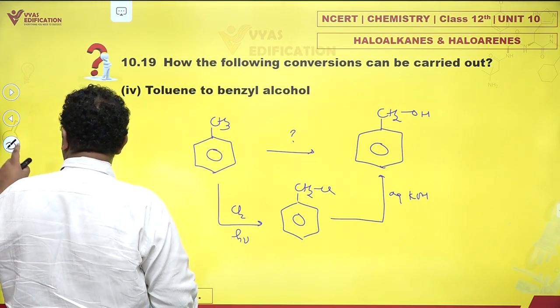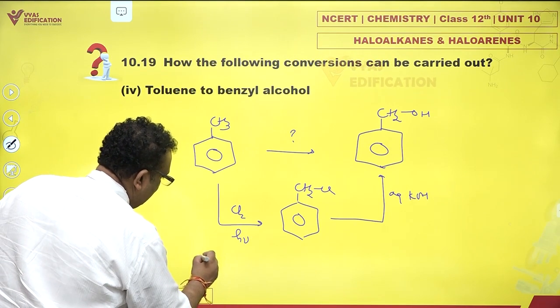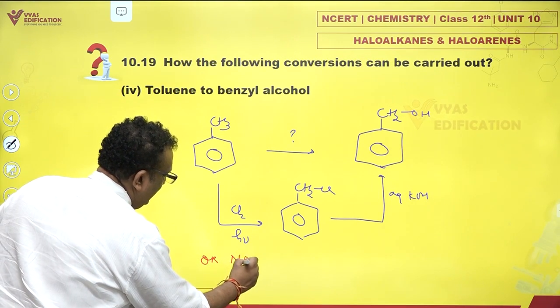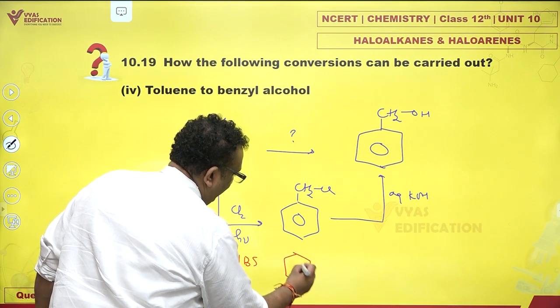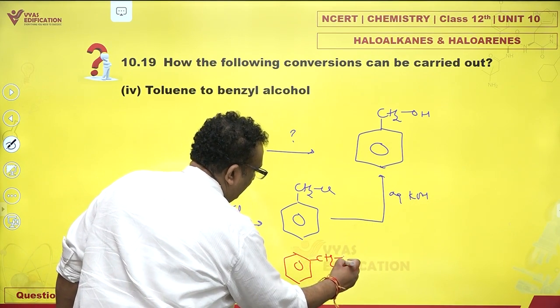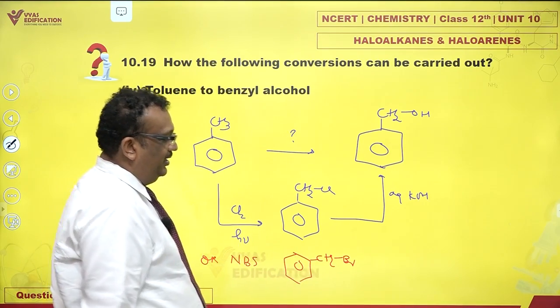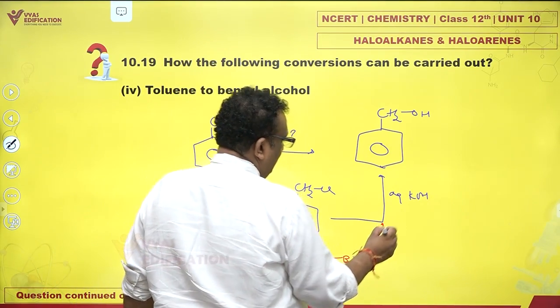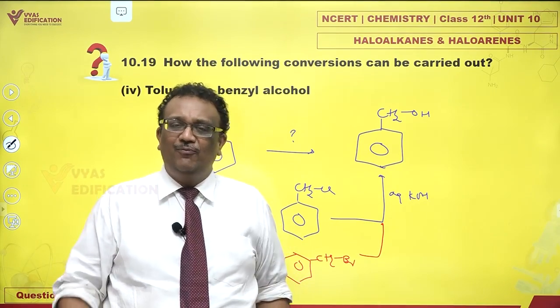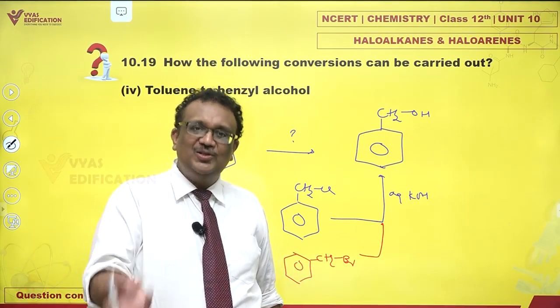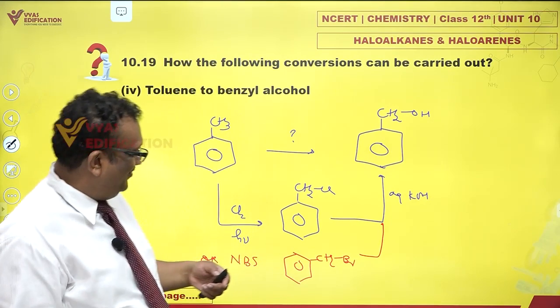Or, let me change color to denote the difference. You could use NBS, N-bromosuccinimide, and very selectively you get benzyl bromide, and same aqueous KOH would give you again benzyl alcohol, whichever way you want. I've told you 3 ways, and there are still more, but enough, right?